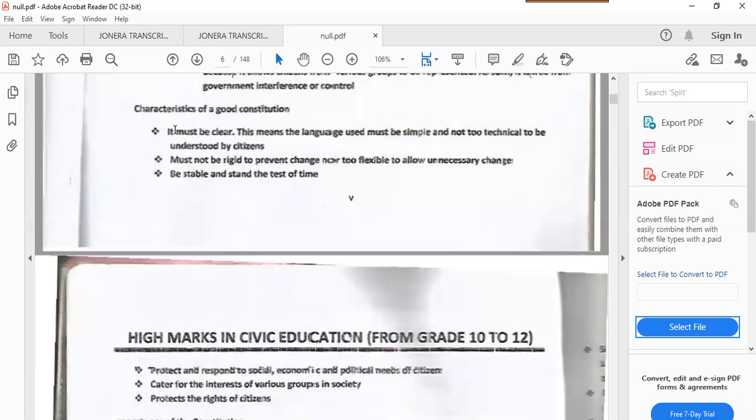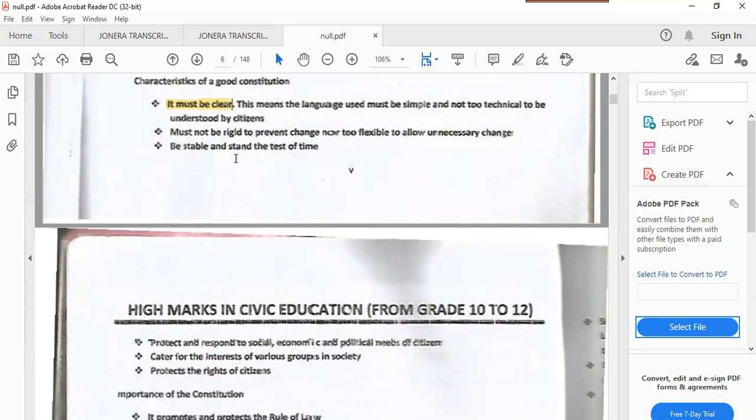So a constitution has to be clear. It shouldn't be vague. This means the language used must be very simple and not too technical to be understood by citizens. Remember, lawyers are very smart people. So when you're making a constitution, it has to be easily read by even someone selling tomatoes or a bus conductor in the streets there.